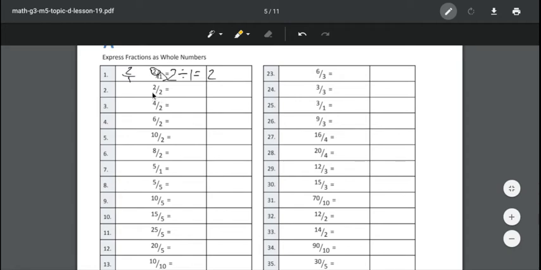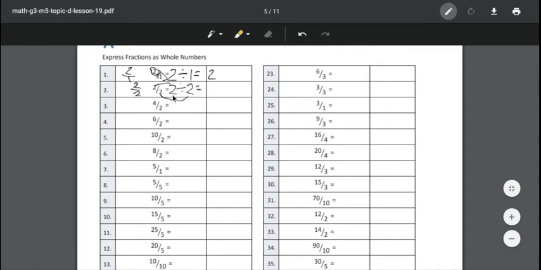So we'll do the same thing here. 2 over 2 is the same as 2 over 2, which is the same as 2 divided by 2. The numerator turned into the dividend, and the denominator turned to the divisor. So 2 divided by 2.